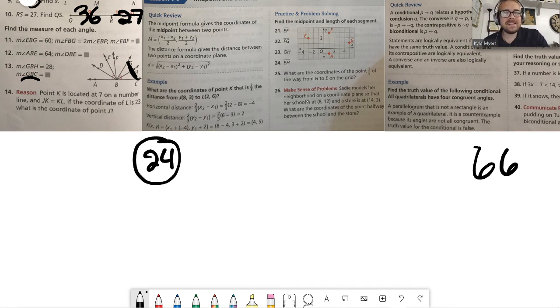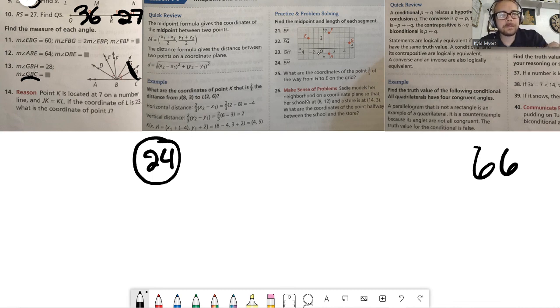So 24 is EH. Let's see, 1, 2, 3, 4. Hey, look, 4 spaces again. All right, so 4 spaces. And then I need to go up 1, 2, 3 spaces. Oh, no, I'm going to have to go 1.5 spaces up and 2 spaces over.